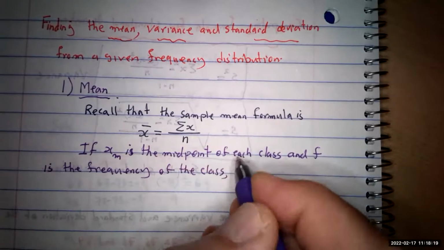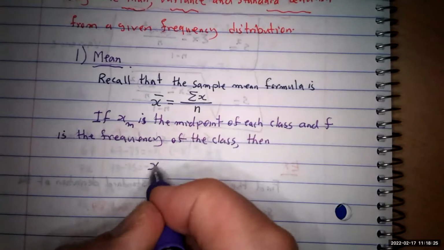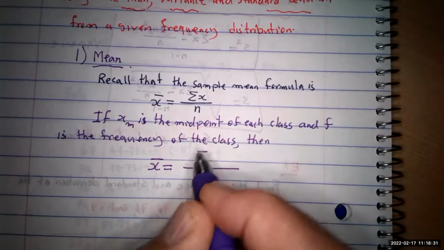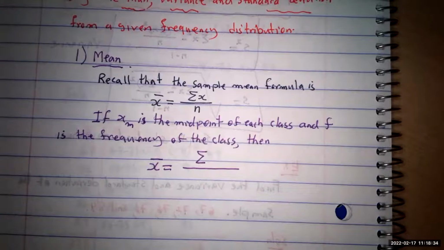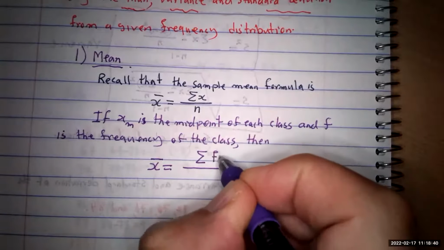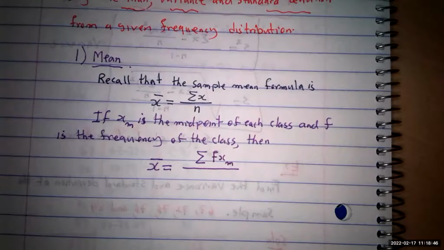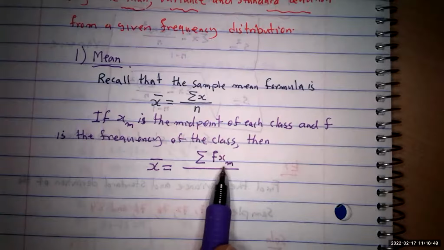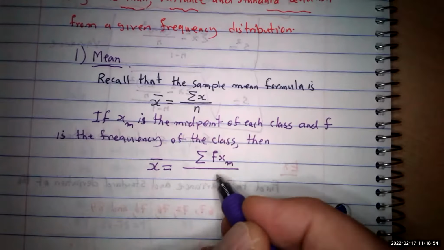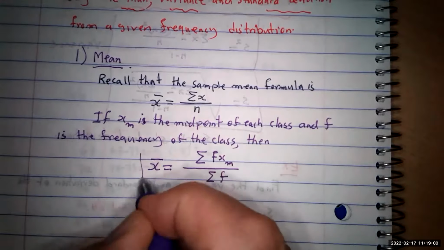If this is going to be the case, then your formula now is going to be this one. X bar is going to be sigma of, not X, remember, replace the X by XM. How many XM do you have? You multiply by the frequency of the class. It's going to be sigma of F times XM, divided by N again. N is the same as the total number of the frequency, sigma of the frequencies.